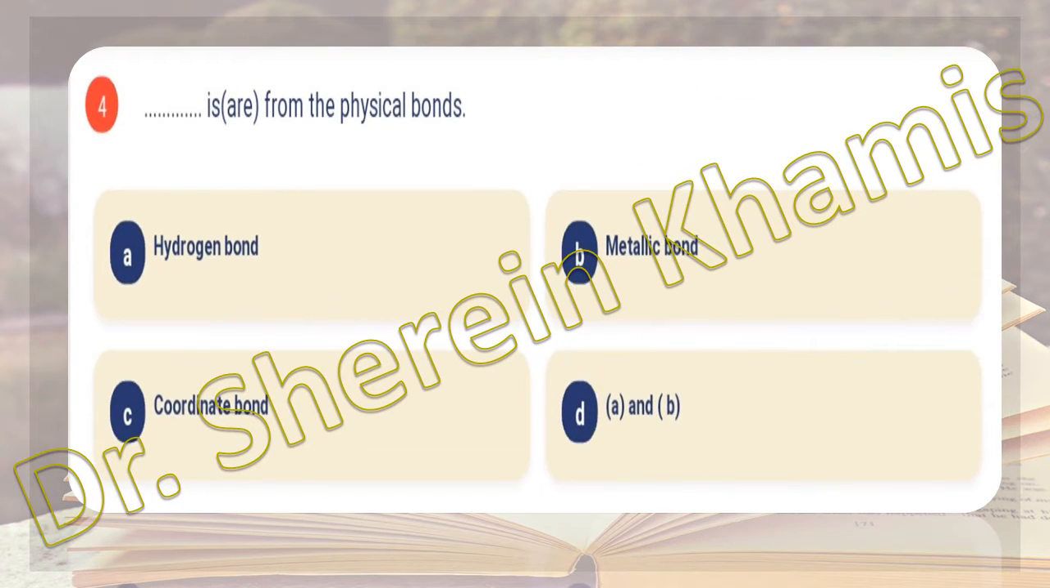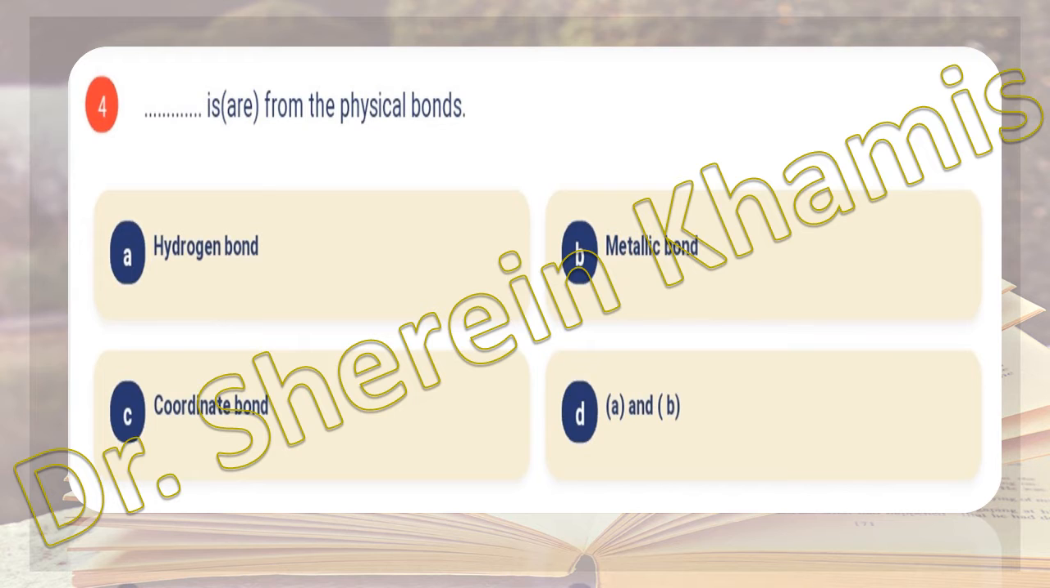Question 4 asks: what is or are physical bonds? We have a big classification for the bonds. The bonds are classified into two main types, chemical and physical. From the chemical we have ionic, covalent and coordinate. These three are the chemical bonds.